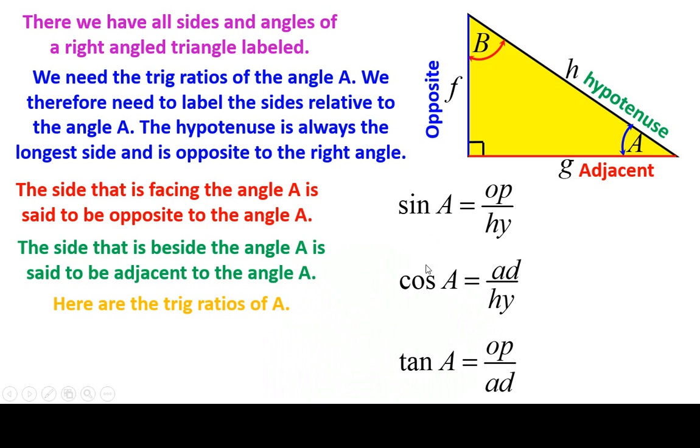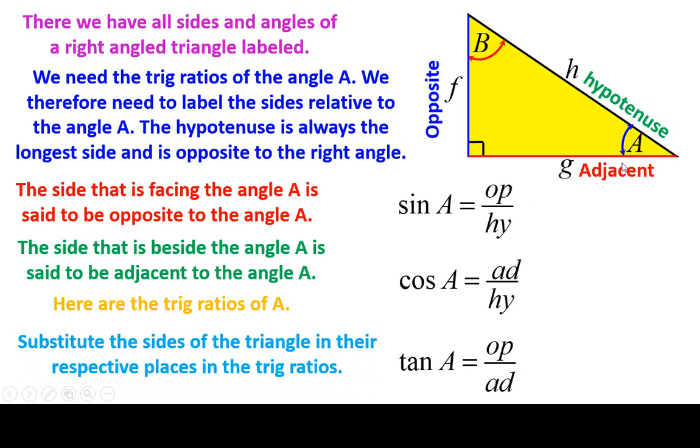If we need them to be specific to the angle A, then we will have to go inside of this right-angled triangle, and we need to take, relative to A, the side opposite to A over the hypotenuse, the side adjacent to A over the hypotenuse, and the side opposite to A over the side adjacent to A. What we have here is generally true for all angles, but to make it specifically for the angle A, we substitute the sides of the triangle in their respective places in the trig ratios, and that will cause the trig ratios to belong to A.